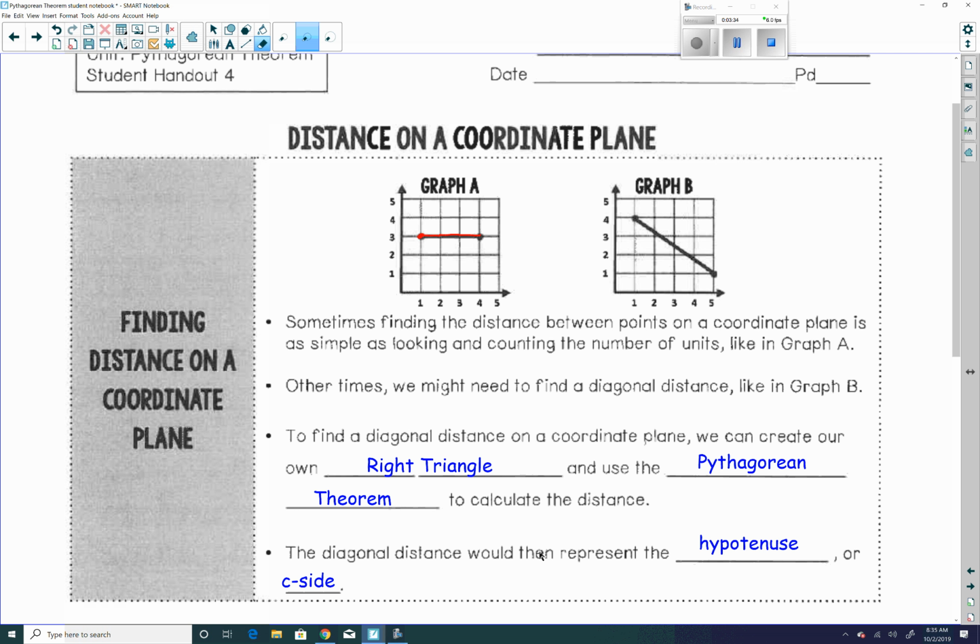So let me explain to you what we're talking about here. On graph B, what I can do, and how I like to look at this, remember I told you I personify things and I look at things sometimes a little bit differently than your average bear.